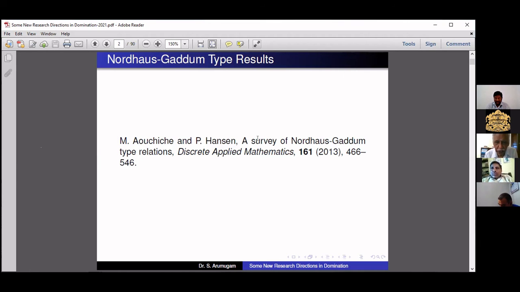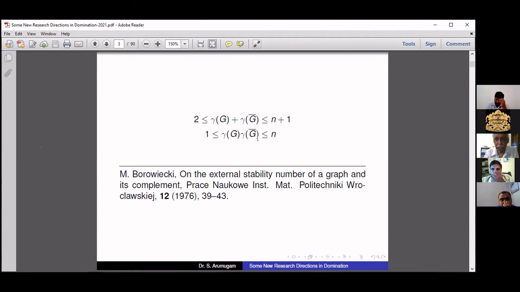At least one can go through the survey paper. A Nordhaus-Gaddum type result deals with gamma, a graph parameter, for a graph and its complement. Take a graph and its complement. It gives lower and upper bounds for the sum, something like gamma plus gamma bar, and for the product, gamma times gamma bar. Such a result is called a Nordhaus-Gaddum type result.